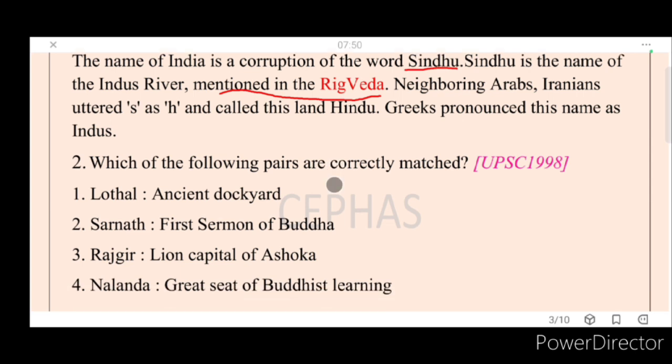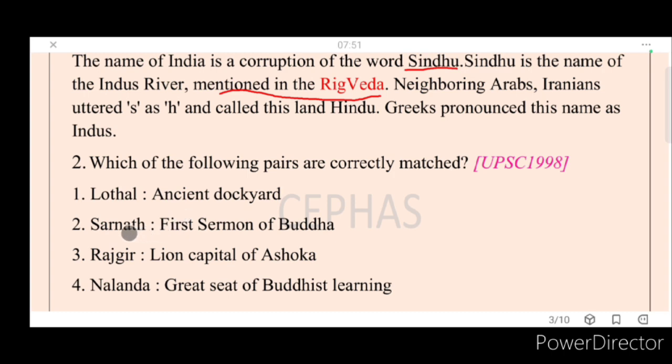This one is very important. UPSC 1998, it was asked in. Okay. Which of the following pairs are correctly matched? Okay, let's discuss. As per our knowledge, as per our discussion in the last classes, Lothal is very famous for the dockyard because it is near to Gujarat, and Gujarat is a very famous place for dockyards. What we call ship, where the ship was building and everything happened. And this is correct. One is correct.